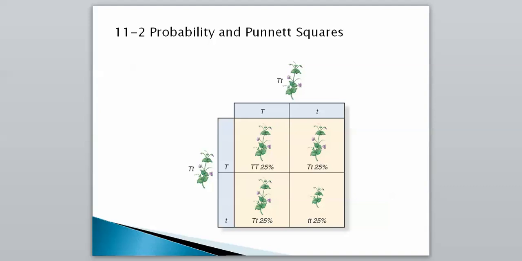Alright, hello Bio, this is Mr. B, continuing on with Chapter 11 in our chapter about genetics, and today we're going to talk about probability and Punnett squares. So we'll get right into it.